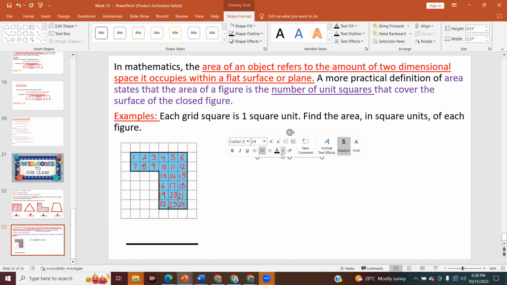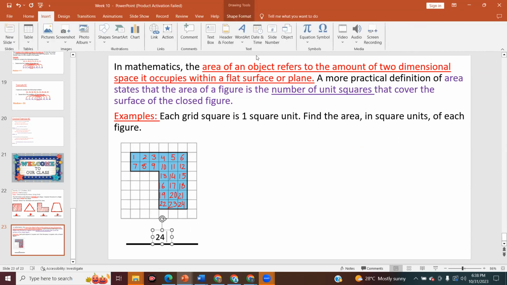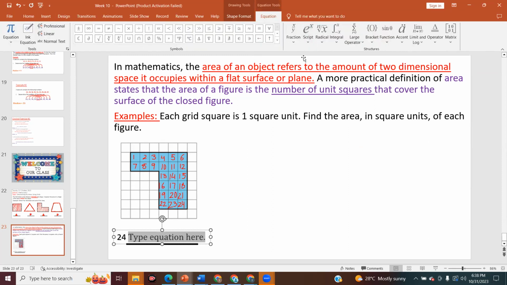Or another way to write it is we can say 24 units squared. I want you to get in the habit of seeing it like this. 24 units squared. Let me put the symbol, 24 units squared.